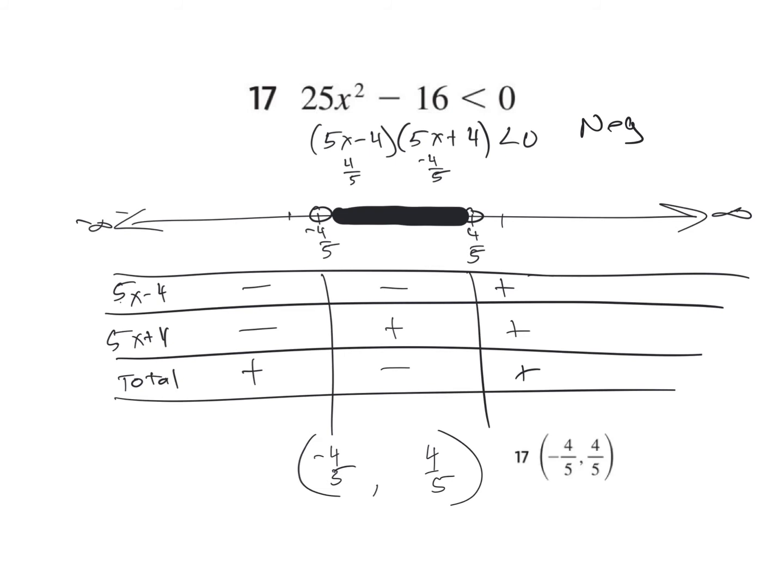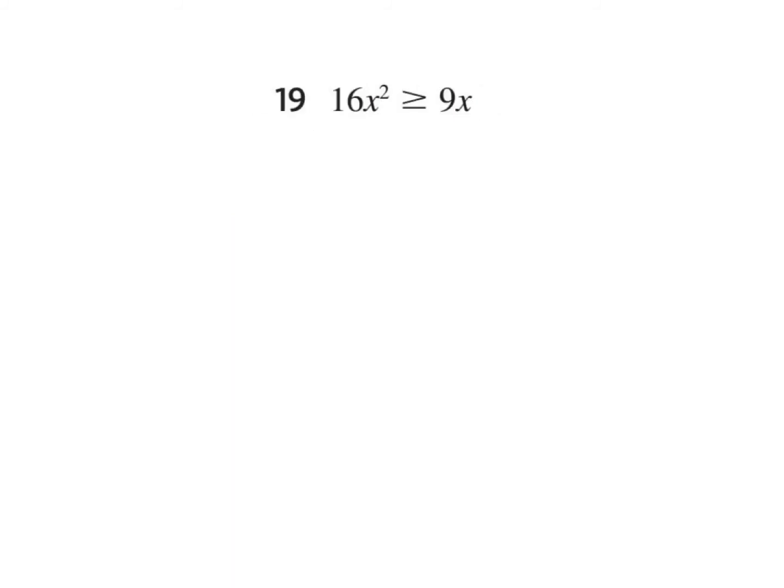And there it is. 19. Okay, simplify. Let's move this over. So let's just say 16x squared minus 9x greater than or equal to 0. So this, we're looking for positive. We're going to factor out an x, and we get x times 16x minus 9 greater than or equal to 0.